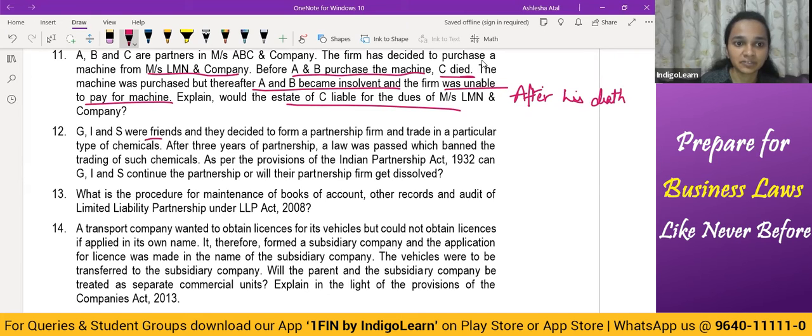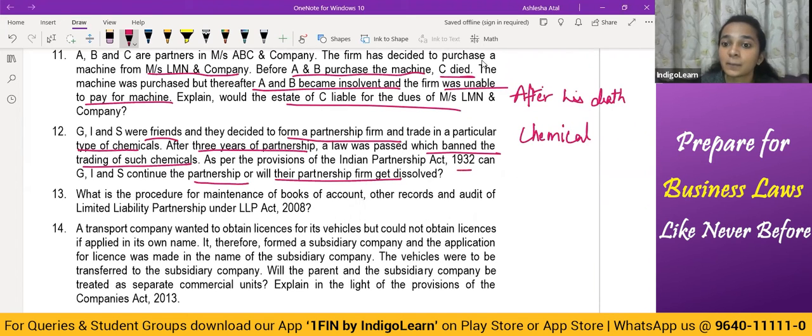G, I, and S were friends and they decided to form a partnership firm and trade in a particular type of chemicals. After 3 years of partnership, a law was passed which banned the trading of such chemicals. Initially, the chemical which they dealt in was legal. However, after 3 years, a law was passed which banned the trading of the chemicals. As per the provisions of the Indian Partnership Act 1932, can G, I, and S continue the partnership or will their partnership firm get dissolved? Now, this is a case of compulsory dissolution.